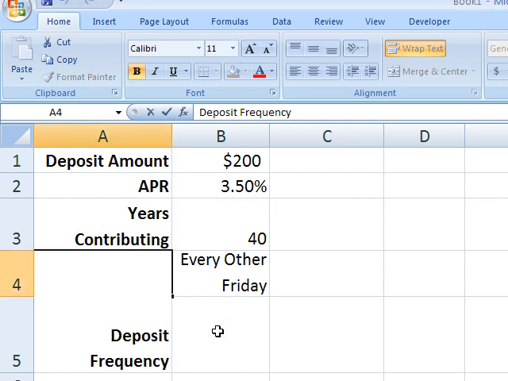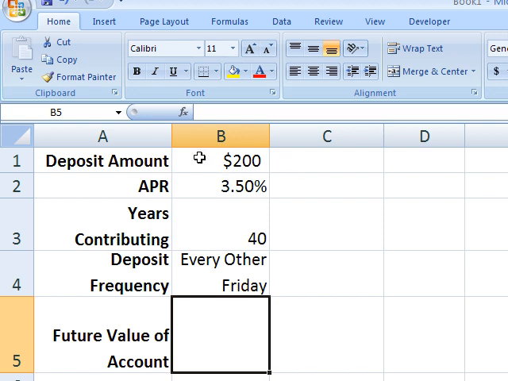I've set up a spreadsheet here where I've said I'm going to make $200 deposits into an account every other Friday. I'm going to do it for 40 years, and that account is going to earn 3.5%. So the future value function can help me calculate how much money that account will be worth 40 years in the future. So to do this, I'm going to be in the cell where I want the future value amount.